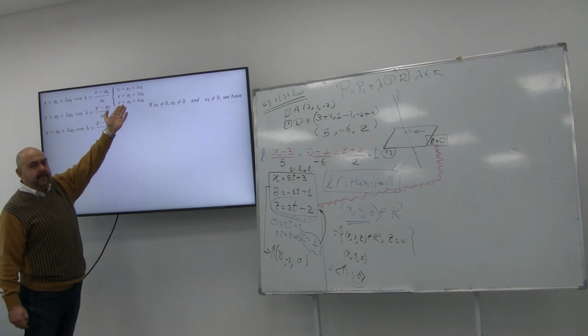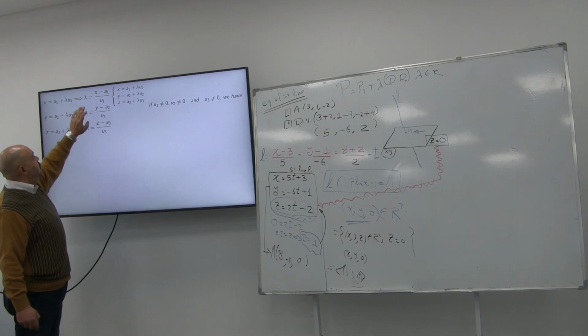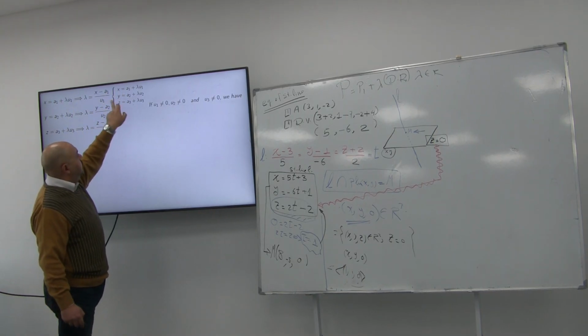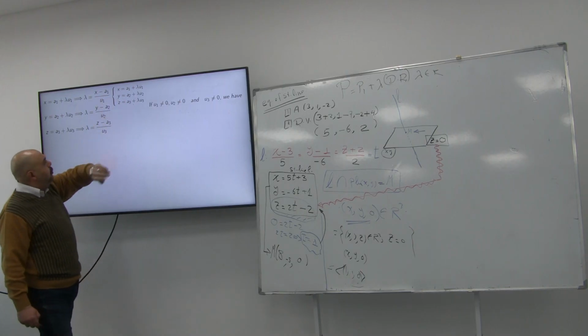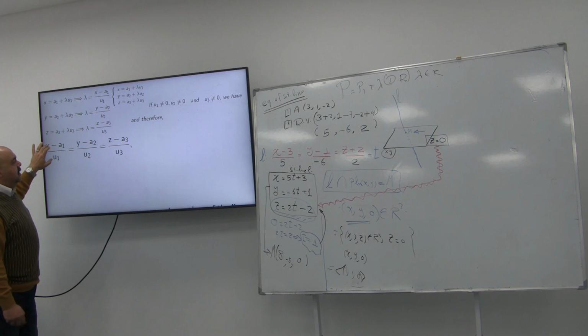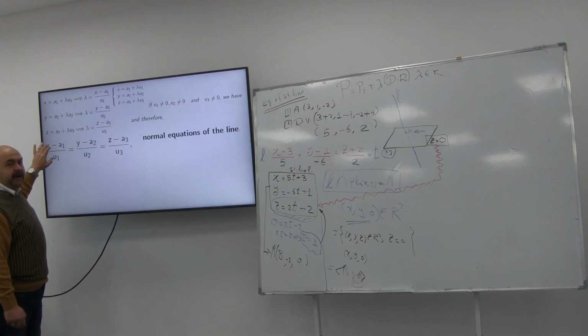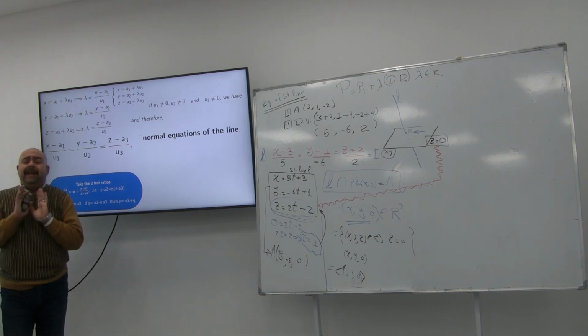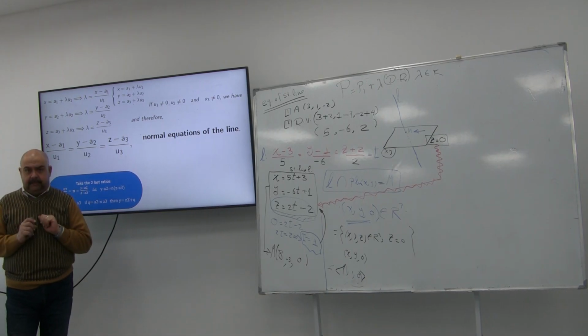I can get it from the parametric by getting lambda, which is equal to x minus a1 over u1, the same way for the second and third components. All of them are equal to lambda. This is the symmetric equation, or the normal equation, of the straight line in R3. Also, I can manipulate it a little bit.